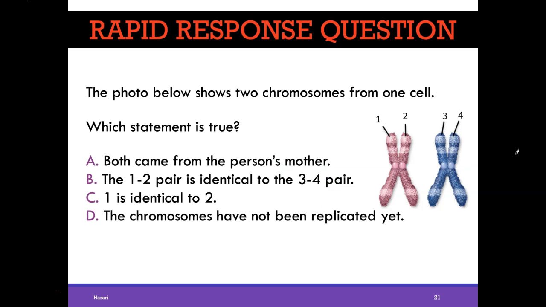So pause here, looking at this picture over here, and tell me which statement is true. The answer to this question is C. 1 is identical to 2. These are sister chromatids. But 2 is homologous to 3. Chromosome 2 is homologous to chromosome 3.